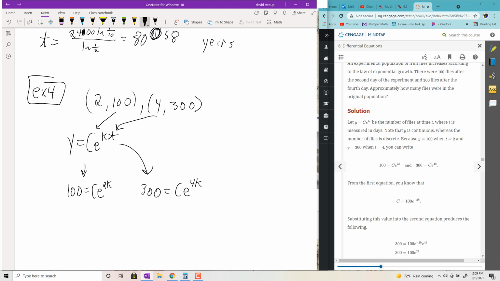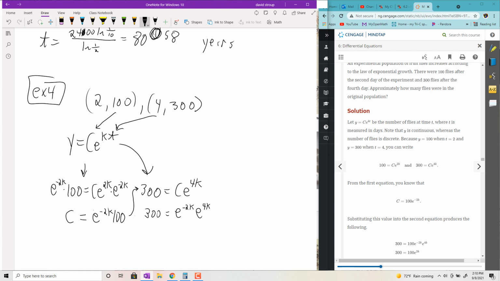Then you can take that first equation and solve for C. So you get C equals, you divide both sides by e to the 2k, or if you'd rather multiply both sides by e to the negative 2k. That's the same thing as dividing. So you get C equals e to the negative 2k times 100. And then we could plop that expression into here. So you get 300 equals e to the negative 2k times 100 times e to the 4k.